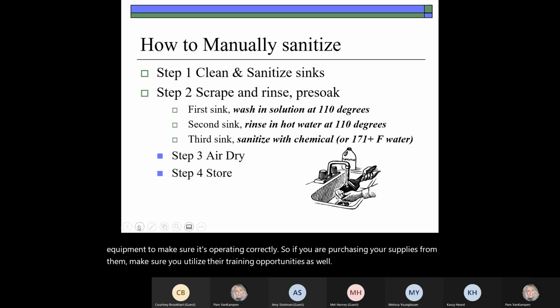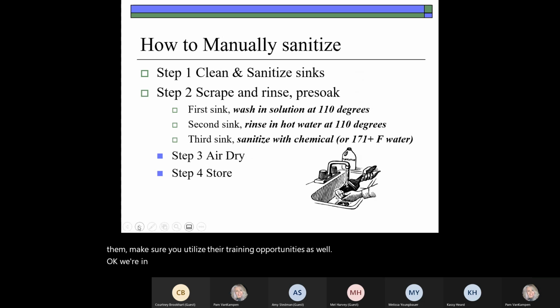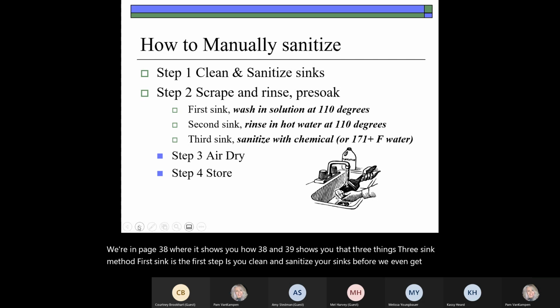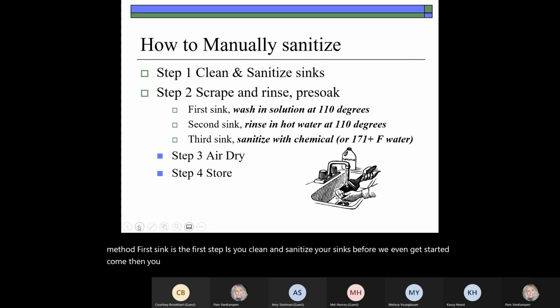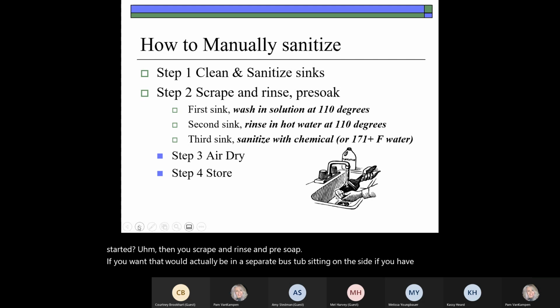Okay, we're on page 38, where 38 and 39 show you the three sink method. The first step is you clean and sanitize your sinks before you even get started. Then you scrape and rinse and pre-soak. If you want, that would actually be in a separate bus tub sitting on the side if you have something that really needs to soak.